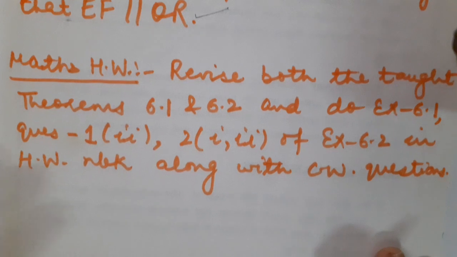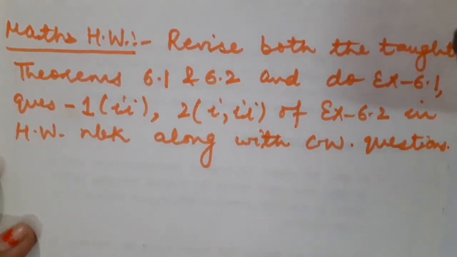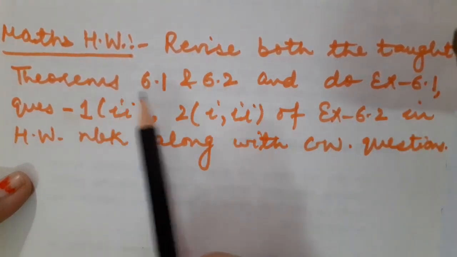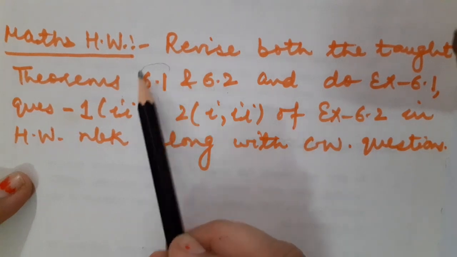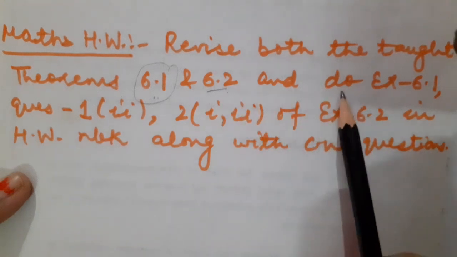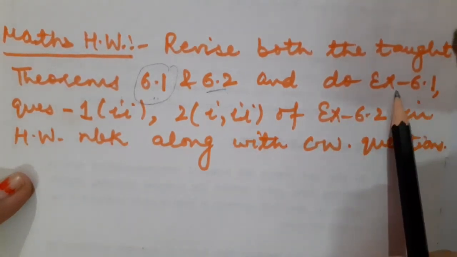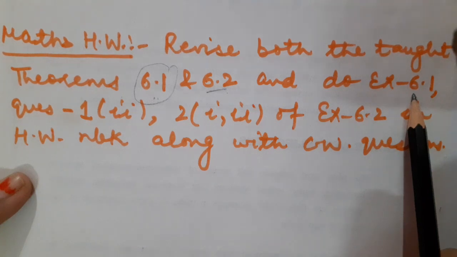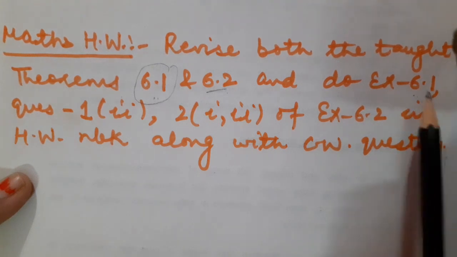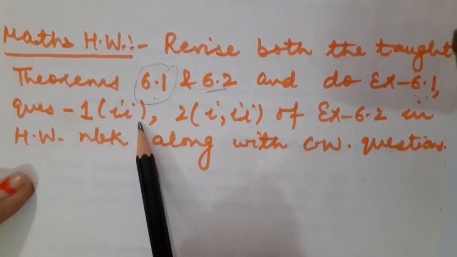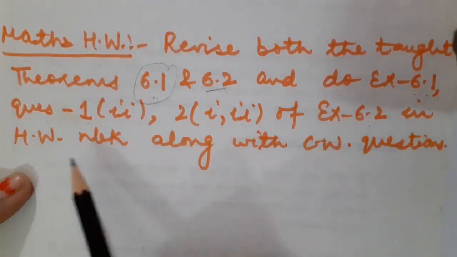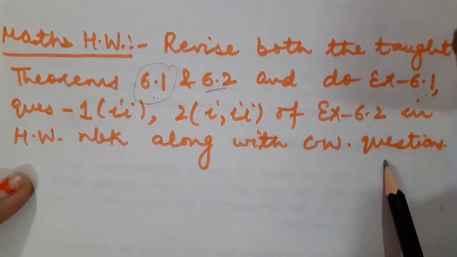So that's it for the day. Now children, this is the time to get mathematics homework. Please note down your maths homework. Revise both the taught theorems, theorem 6.1 and 6.2. This was basic proportionality theorem, known as Thales theorem also, and this was its converse. Okay. And do exercise 6.1. Children, in 6.1 exercise, objective type questions are there, and there are some filling the blanks also. You are supposed to do it in your homework notebook only. And you have to do question number first, second part, and first and second part of exercise 6.2 in your homework notebook along with classwork questions.